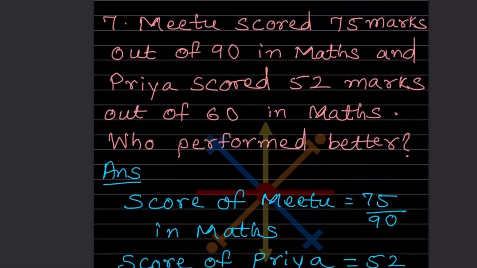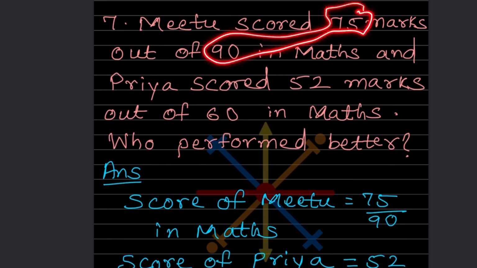Now the next question is: Mitu scored 75 marks out of 90 in maths and Priya scored 52 marks out of 60 in maths. Who performed better? Now see here, the score of Mitu in maths, how much is that? 75 out of 90 means 75 divided by 90. This is the total. As I told you, in the denominator you have to write the total. And what is the score of the other one? Who is the other one?